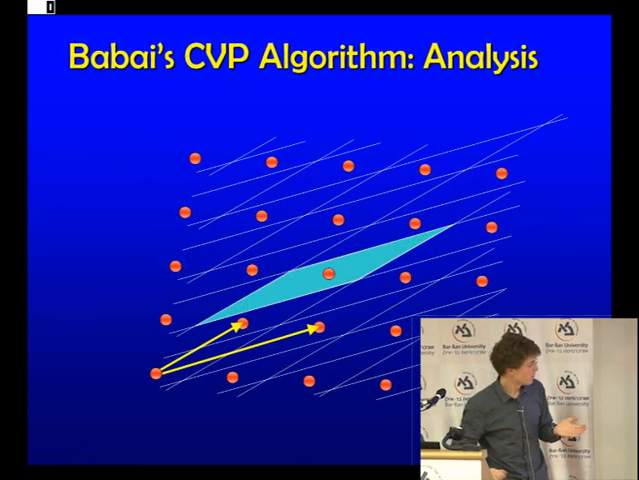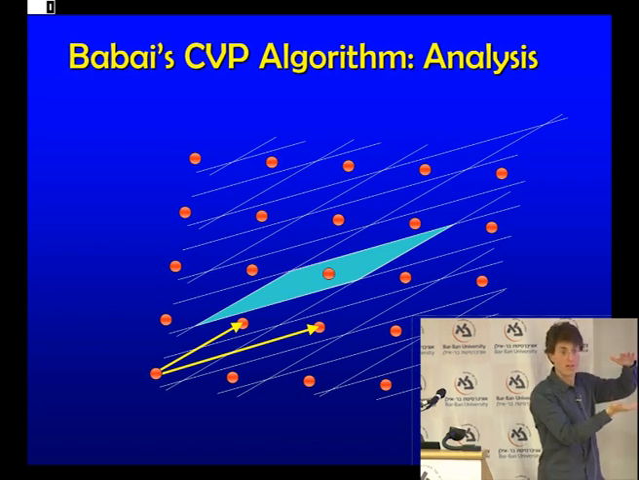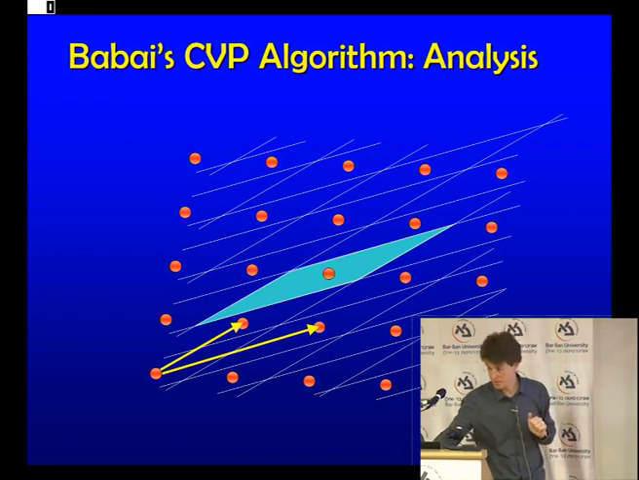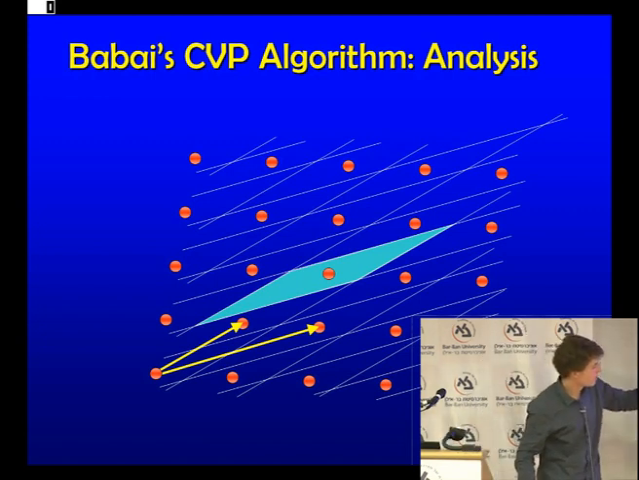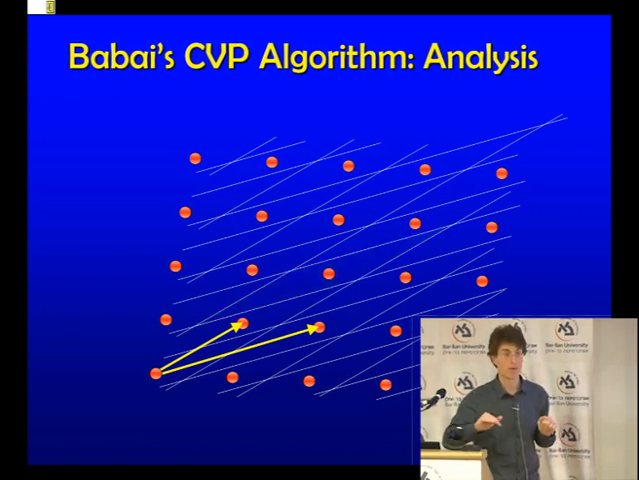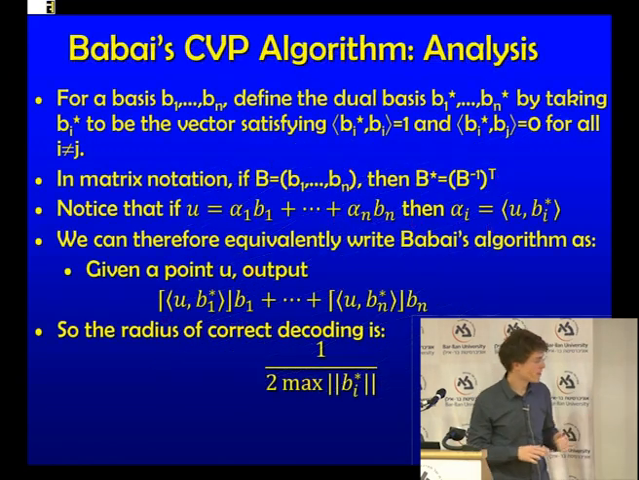If I go back to the previous one, it's easier to see there. Here. So you see that the area is simply the intersection of two slabs, and each of these slabs is determined by the bi stars. So the bi star is really the normal to those subspaces, those hyperplanes. And this essentially answers our question, because the radius we can go is simply half of 1 over the longest of these vectors.